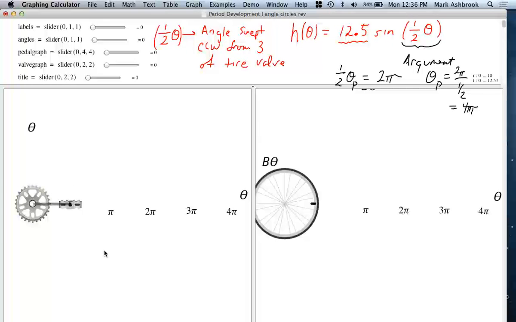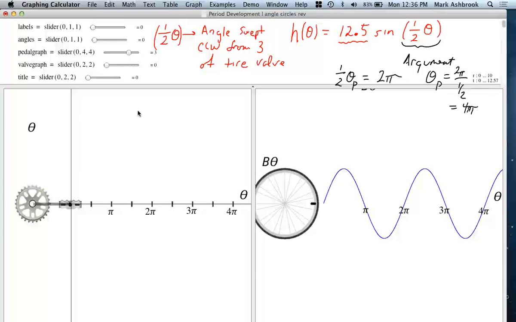Okay, so I want you to see if you can sketch the pedal graph. I want it right here. So here's sine.